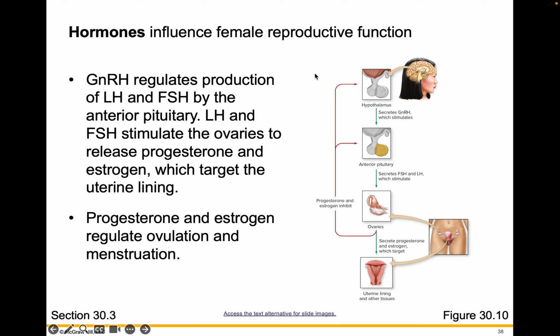Hormones influence female reproductive function as well. So GnRH regulates production of luteinizing hormone and follicle-stimulating hormone by the anterior pituitary. It's this gland up here. LH and FSH stimulate the ovaries to release progesterone and estrogen, which target the uterine lining. Progesterone and estrogen regulate ovulation and menstruation.